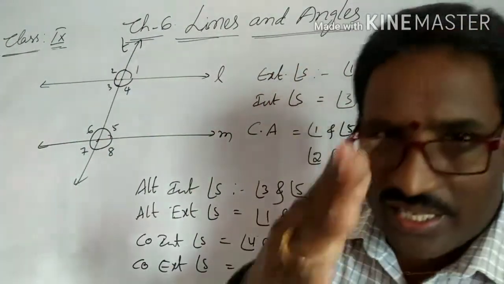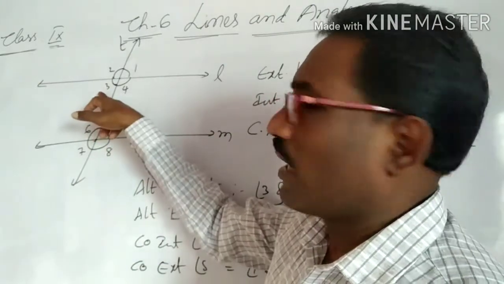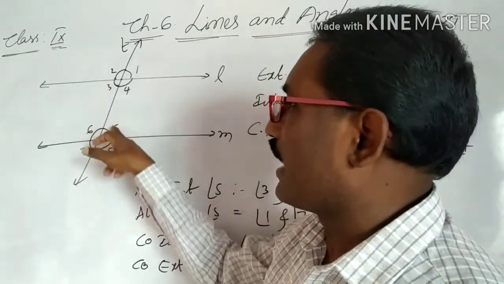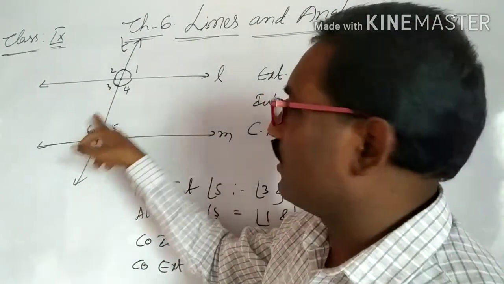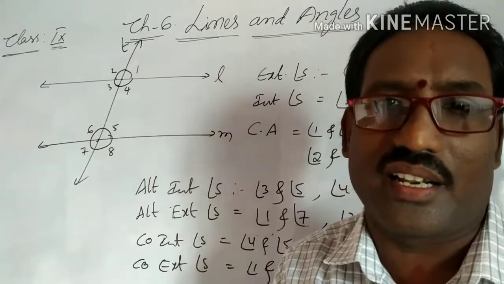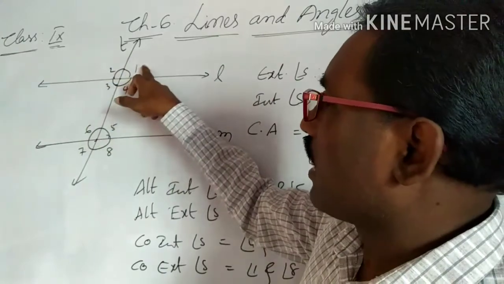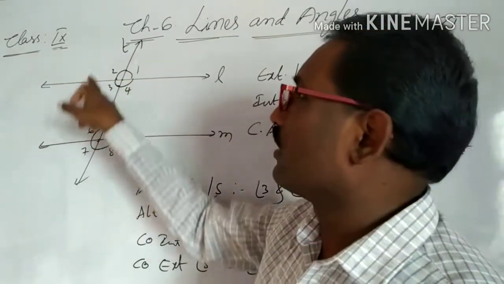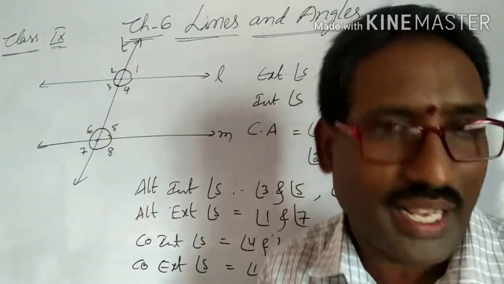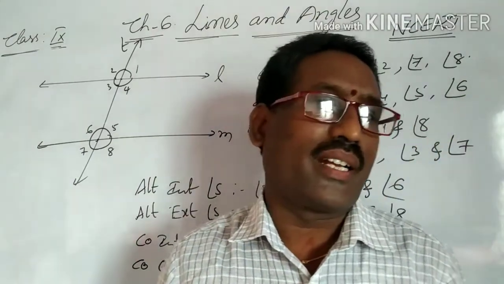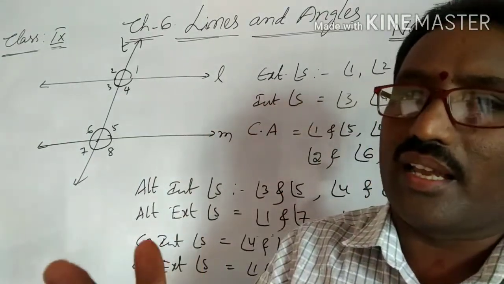Next, alternate interior angles. Angle 3 and angle 5 are alternate interior angles. Angle 4 and angle 6 are alternate interior angles. Alternate exterior angles. What are the alternate exterior angles? Angle 1 and angle 7. Angle 2 and angle 8. That is the alternate exterior angles.